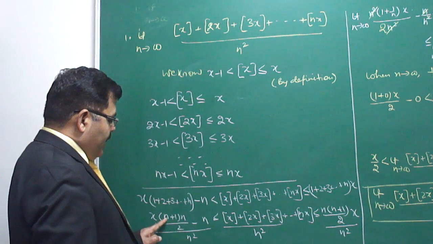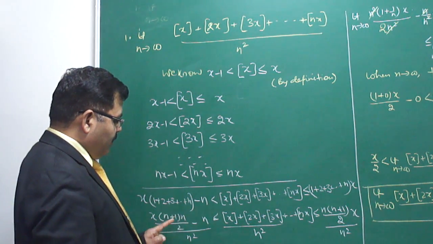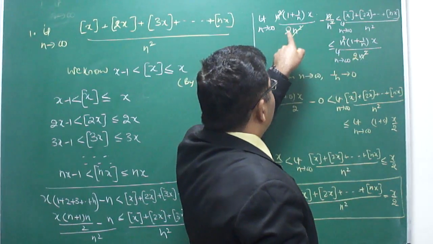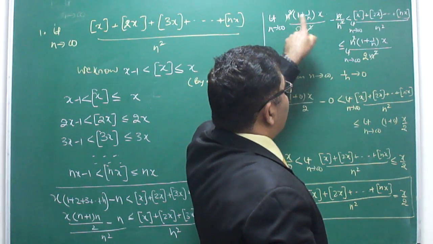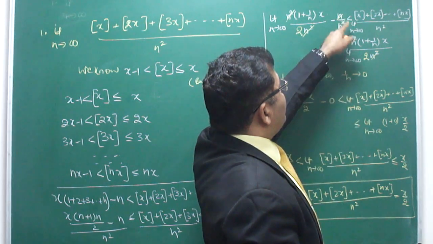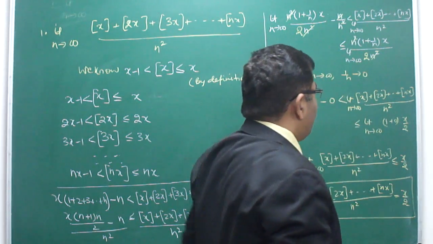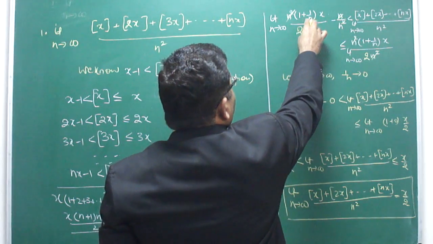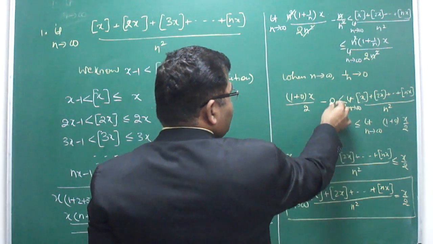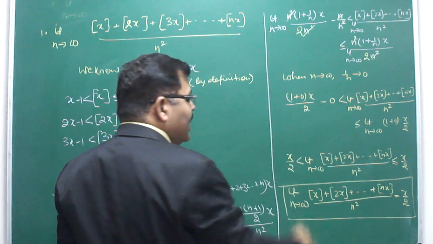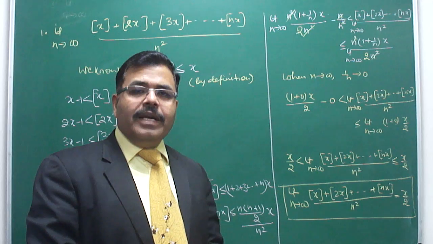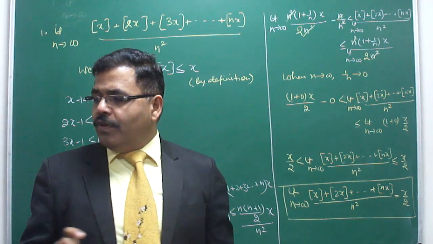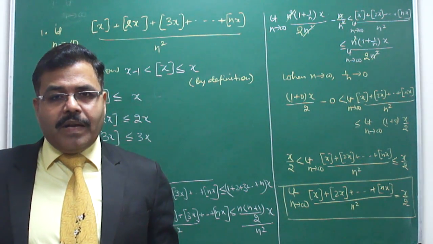Here, n into n plus 1, if I take n common from this, it would be n square. And here what is left? 1 plus 1 by n. So this is what is left here, 1 plus 1 by n into x divided by 2, and n square cancels. Here n divided by n square, so one n cancels, and similarly the other part will happen. Now when n tends to infinity, 1 by n tends to 0. So what is left here? 1 plus 0 into x by 2, that is x by 2. This has become 0. The question lies greater than x by 2 but less than or equal to x by 2. It means it is nothing. By the sandwich theorem we can say the value of that limit would be x by 2. I hope you got it.